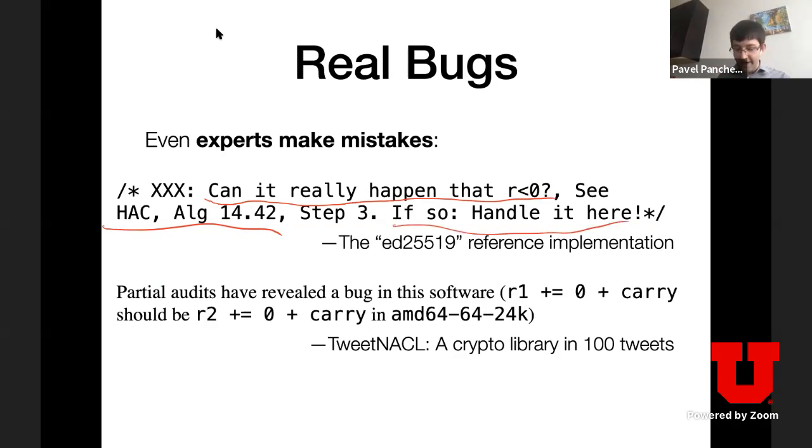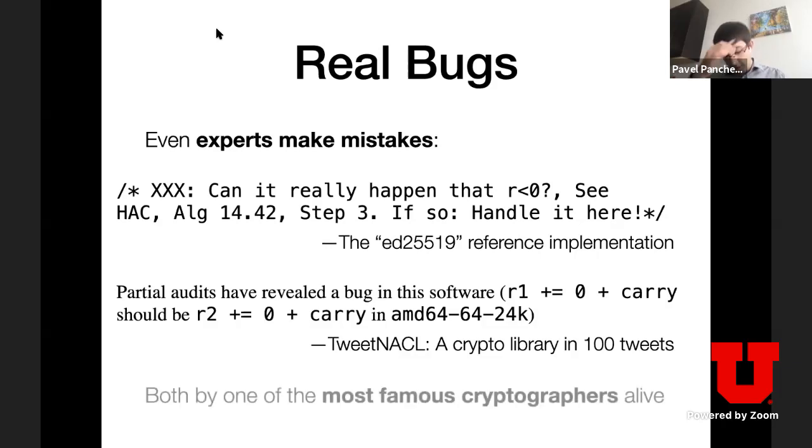Or you can have experts write code in what was intended to be an extremely simple and readable implementation of a crypto library, and yet make a bug where they added the carry to the wrong variable. One was called R1, one was called R2. And yet you make a mistake like that, and suddenly the security property has been totally blown. And both of these were done by some of the most famous cryptographers alive. So this is not just an accident by some amateur doing the code. It just turns out that even for experts, debugging these and writing these is extremely difficult.